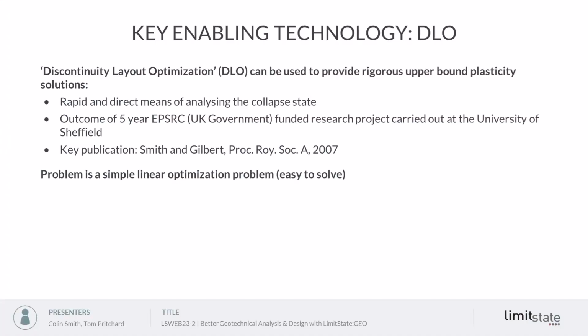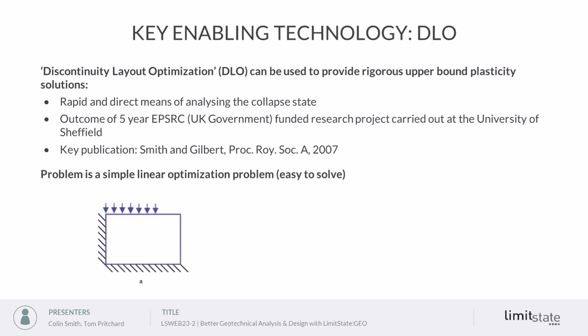So how does it do that? Well, underpinning the software is the Discontinuity Layout Optimisation method, which provides rigorous upper bound plasticity solutions. These are rapid and direct ways of analysing the collapse state. The method came out of an EPSRC funded research project carried out at the University of Sheffield, and the key publication was in the Proceedings of the Royal Society in 2007. And we can describe that fairly easily.